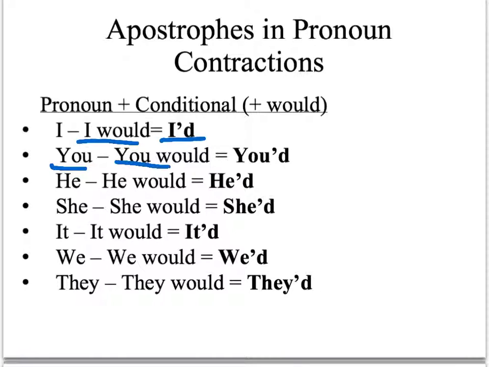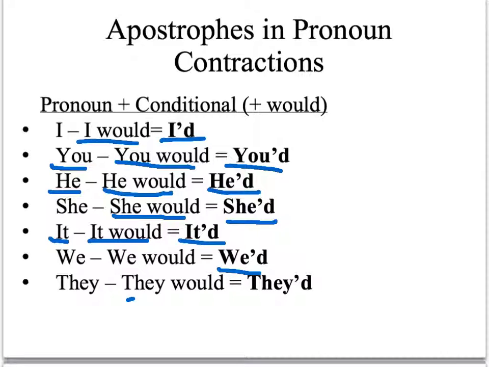You would, you'd. He would, he'd. She would, she'd. It would, it'd. It'd be great if it didn't rain tomorrow. So it would be great if there was no rain tomorrow. We use that for the conditional would. It'd. We would, we'd. And they would, they'd.